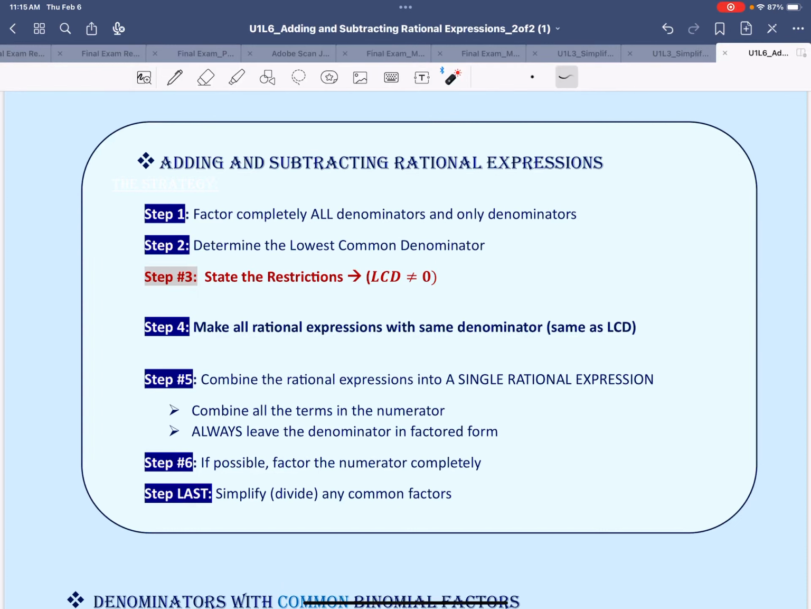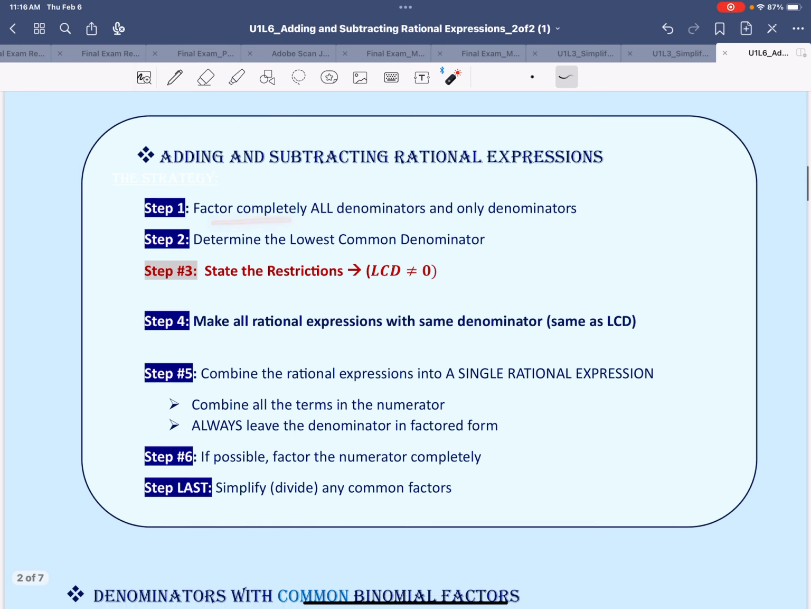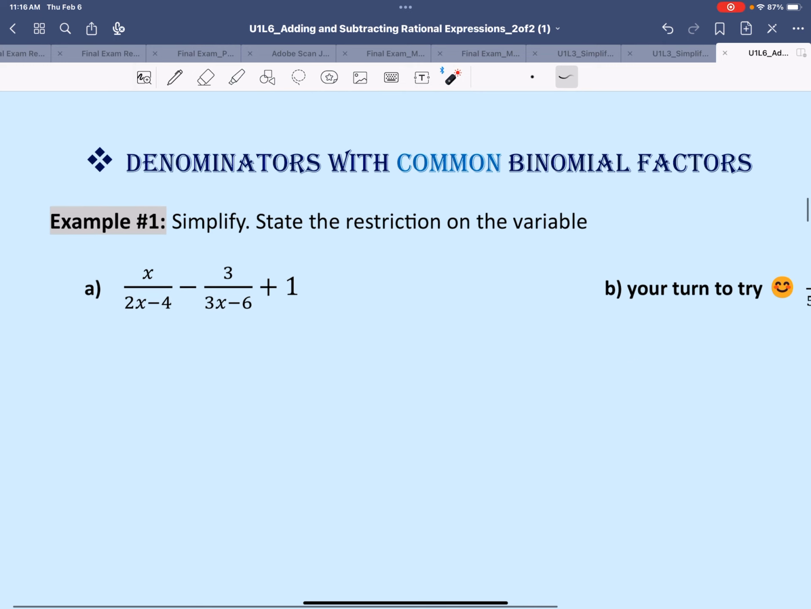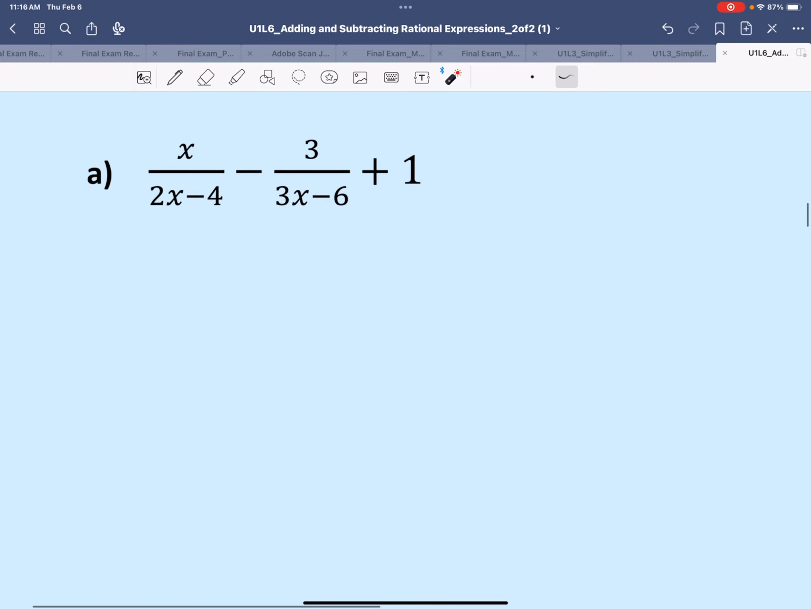Let's take a look at some examples of adding and subtracting rational expressions. I wrote out a list of steps in simplifying rational expressions by addition or subtraction, but we're going to go over them as we practice an example. The example we're looking at is one where we have common binomial factors in the denominator. So let's get started. We have x over 2x minus 4.